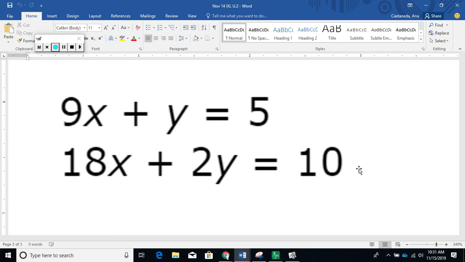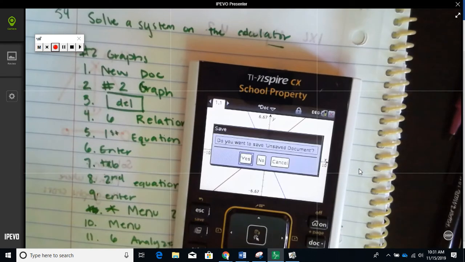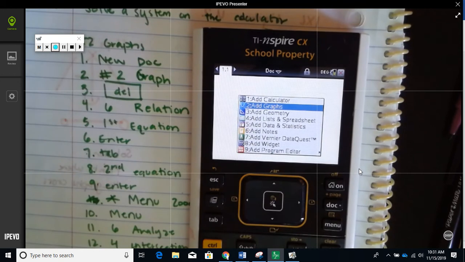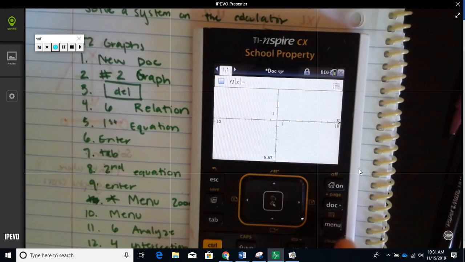This one's not in y equals, so I can't do it like this. When it's in y equals, I can do it like this. When it's not in y equals, I probably need to graph it or I have to solve it. New document, do you want to save? No. Add graphs. Press delete.